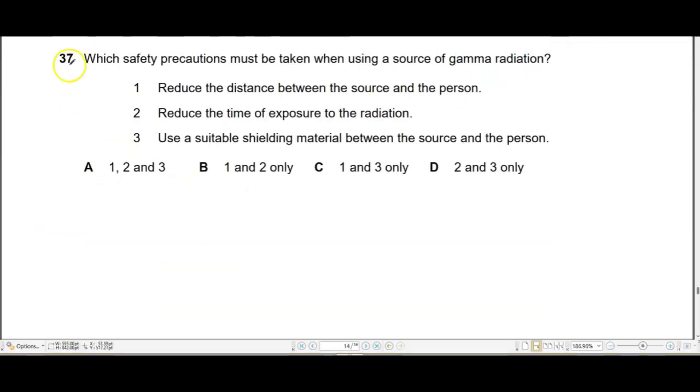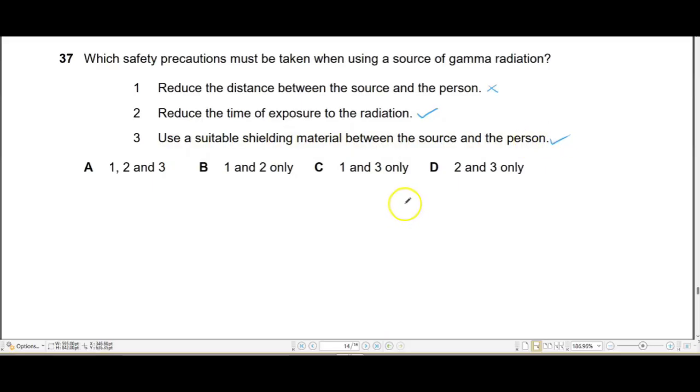Okay. Question number 37. Which safety precautions must be taken when using a source of gamma radiations? Reduce the distance between the source and the person. This doesn't help with anything. Reduce the time of exposure to the radiation. Yes. Use a suitable shielding material between the source and the person. Yes. This is also correct.